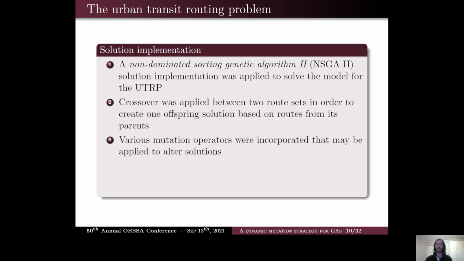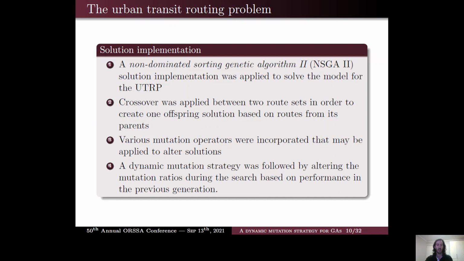Furthermore, various mutation operators were incorporated that may be applied to alter solutions. And then finally, a dynamic mutation strategy was followed by altering the mutation ratios during the search based on the performance in the previous generation.